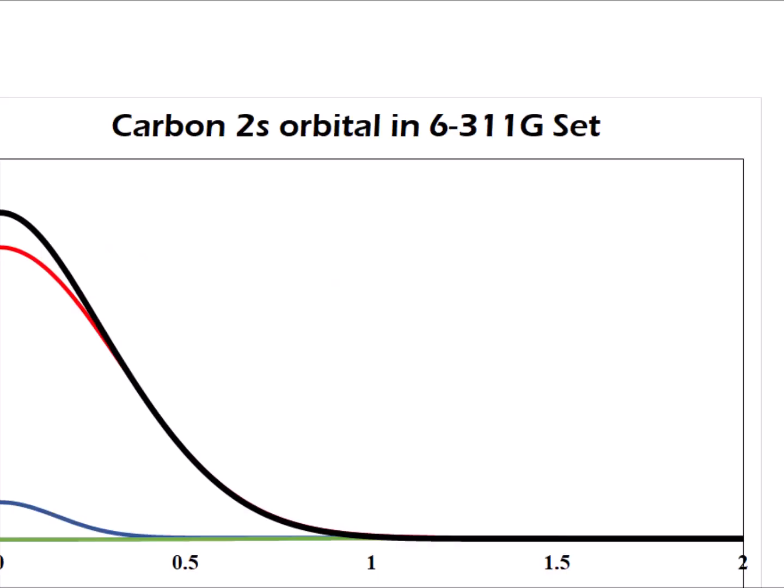Here we see plotted in Microsoft Excel the Gaussian expressions, one of which is shown in green, is barely visible. But then we see in black their overall linear combination to form the first of the 2s orbital functions, the one that involves three Gaussians.